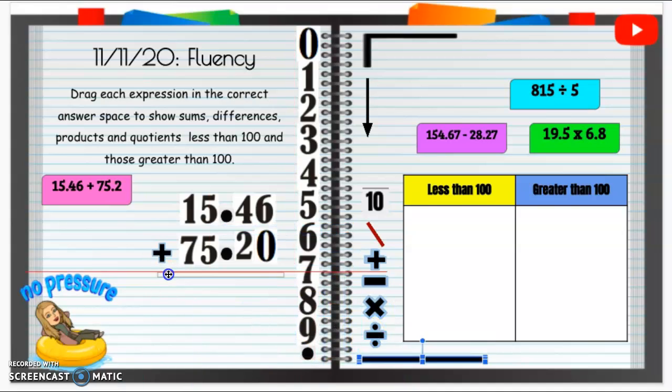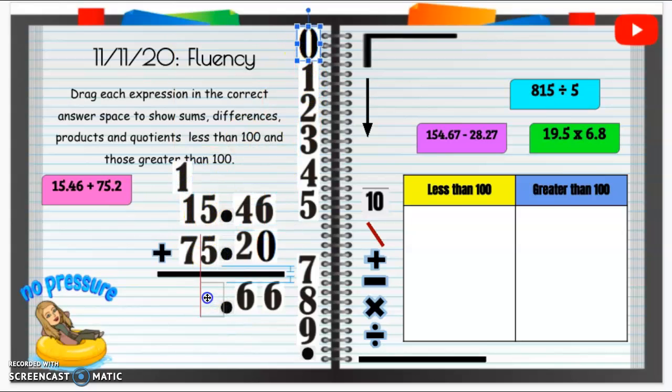All right, let's go ahead and add. 6 plus 0 is 6. 4 plus 2 is also 6. There we go. Drop that decimal down low. 5 plus 5 is 10. I'm going to carry that 1, drop that 0. 7 plus 1 is 8, plus another 1 is 9. Awesome. So our answer to our addition problem here is 90 and 66 hundredths.